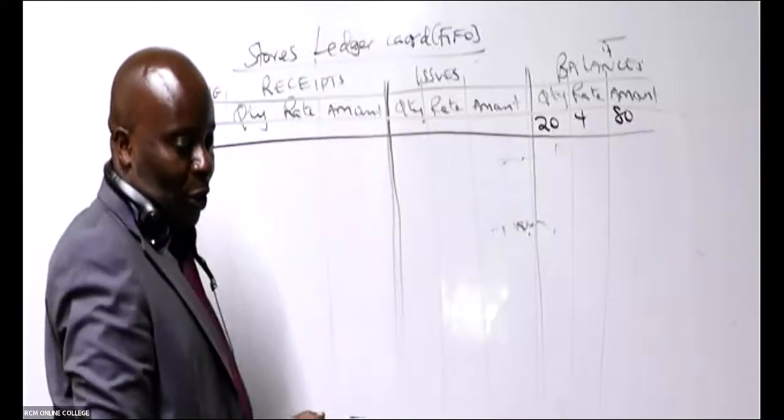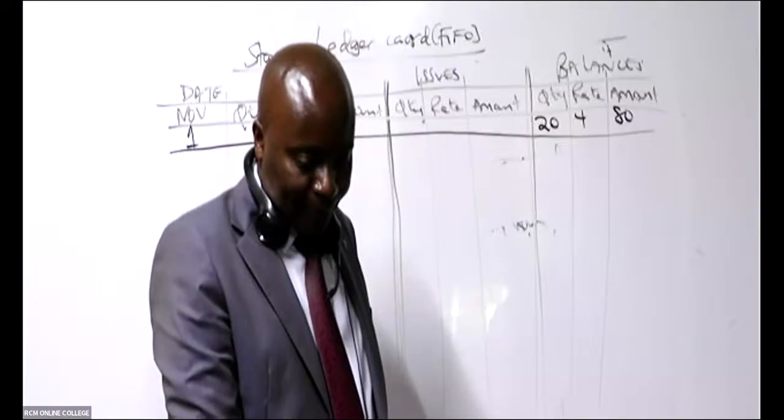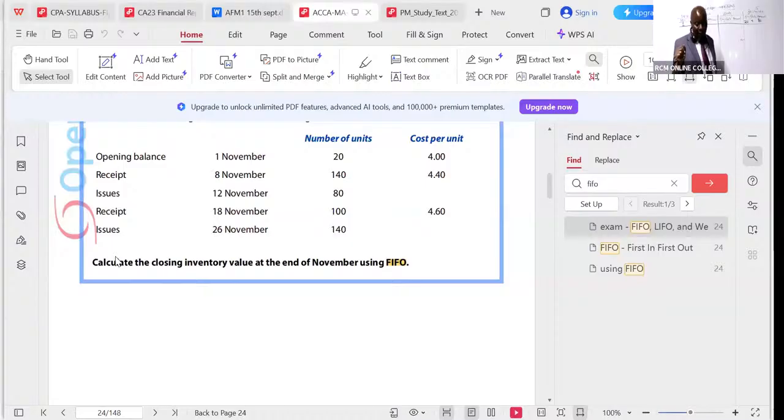Yeah. So then we go to the next date. What happened on the next date? From the table that we received, how many? 140. And remember, this was on the 8th. Sorry, I forgot, this one here should have a line there. So on the 8th, we received, so let's put this in the receipts area. We received 140, and each one of them was worth how much? 4.4, isn't it? Each one of them was worth 4.4. So are you able to tell me what is 140 times 4.4?